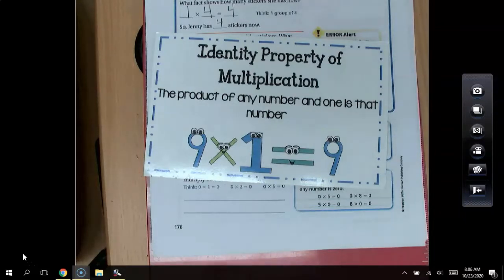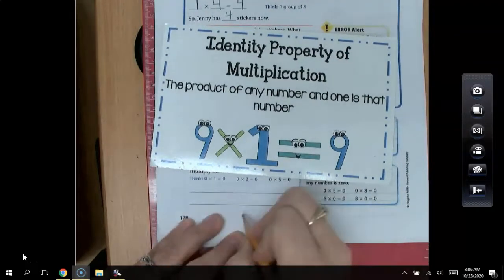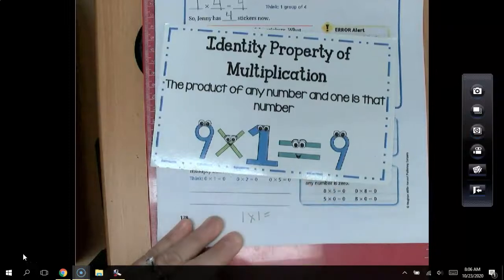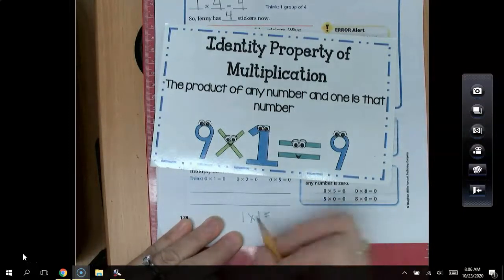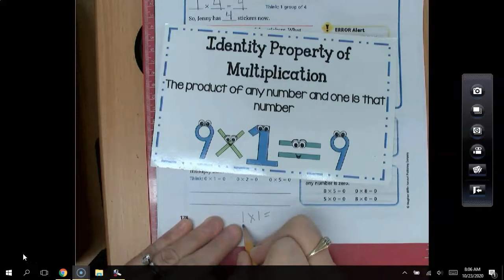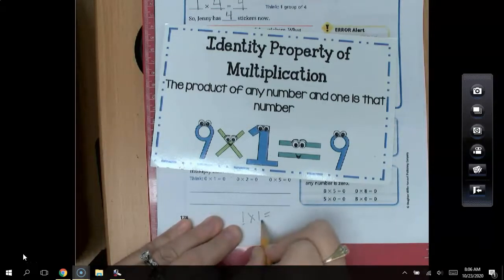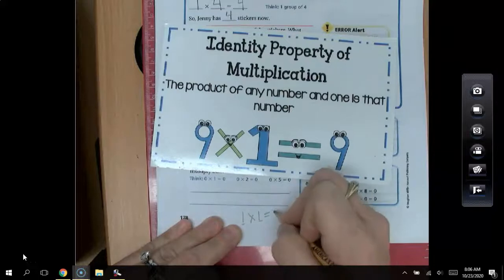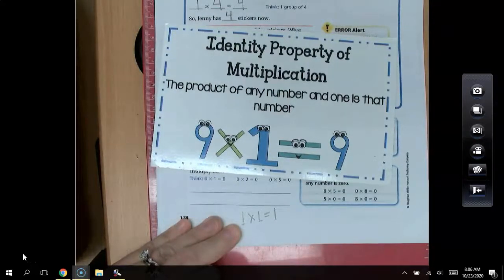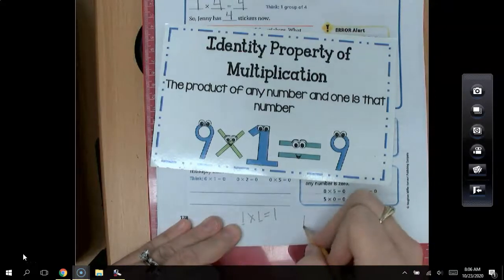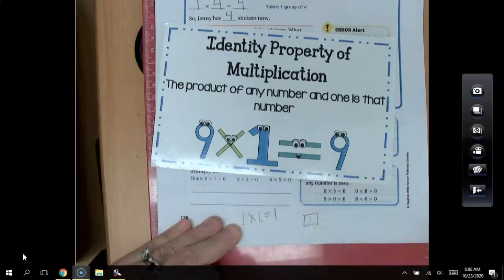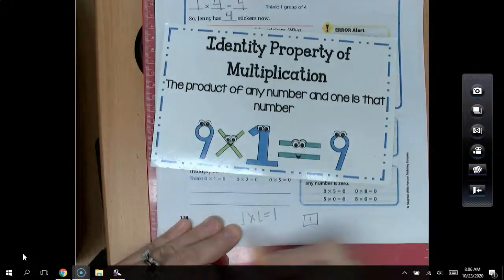Okay, 1 always loses. The only time that it doesn't lose, and I'm going to show you down here, is 1 times 1. Well, guess what? 1 is here. Yes, it's still the identity property, but 1 has to be the winner in this one because it's the only factor you have. So 1 times 1 equals, well, 1. If I have one group and there's 1 in there, how many are in that group? How many do I have altogether? 1. That is the only time it wins.